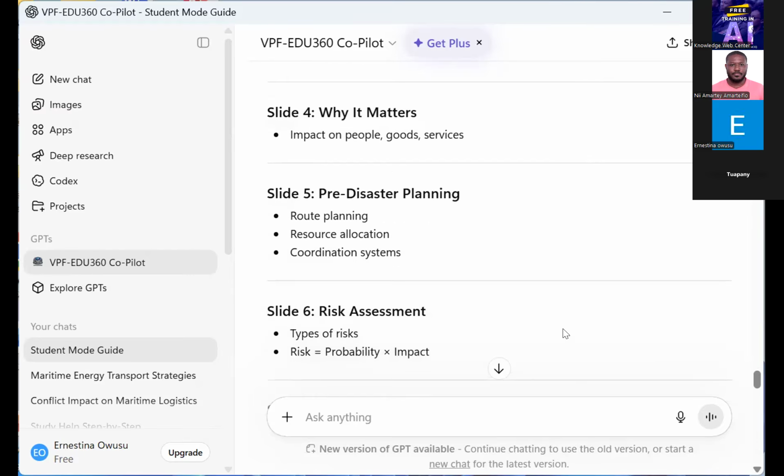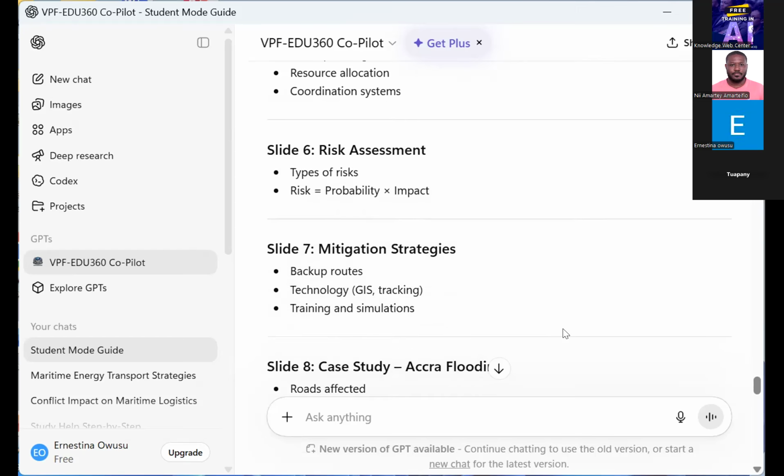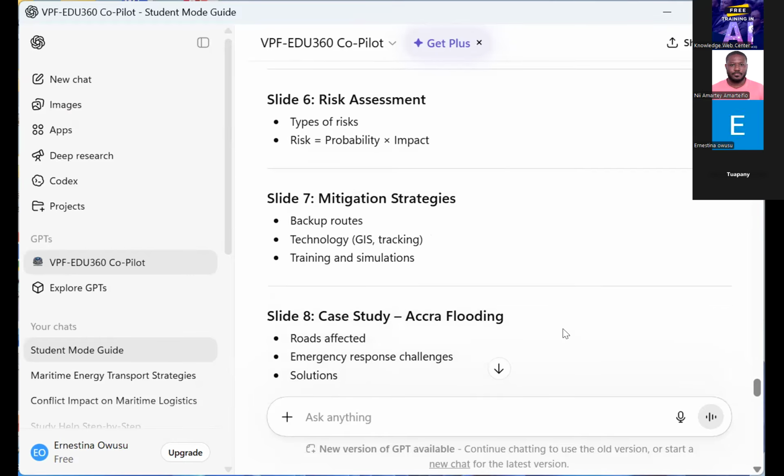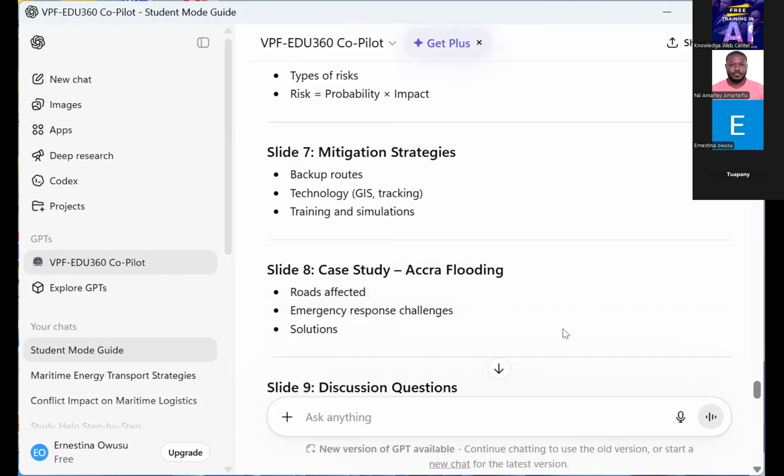Slide 4, why it matters: impact on people, goods, services. Slide 5, pre-disaster planning: route planning, resource allocation, coordination systems. Slide 6, risk assessment, types of risks. Risk is probability times impact. Slide 7, mitigation strategies: backup routes, technology, which is GIS tracking, training and simulation.